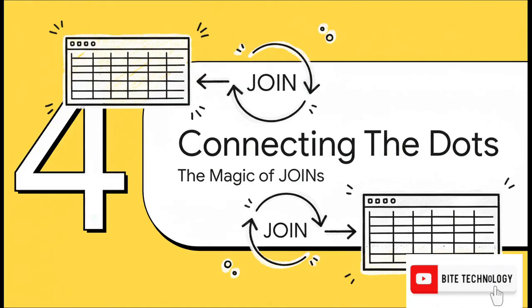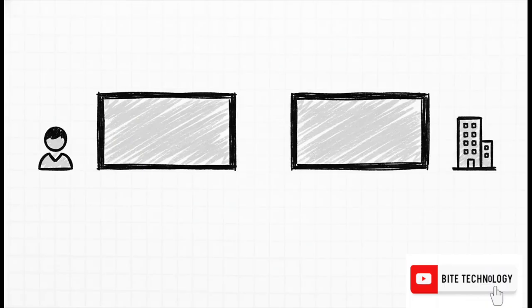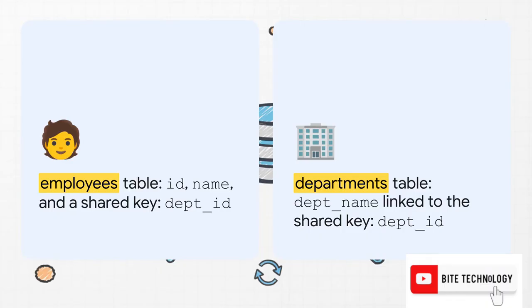This brings us to a concept that really unlocks the true power of SQL. So far, we've only been looking at one table at a time. But in the real world, data is rarely that simple. It's often split up into different places, and that's where joins come in to save the day. You see, to keep things fast and organized, databases often split related information across different tables. So, for example, you might have one table just for employee names and another, completely separate table, just for department names. Let's look at how that works.